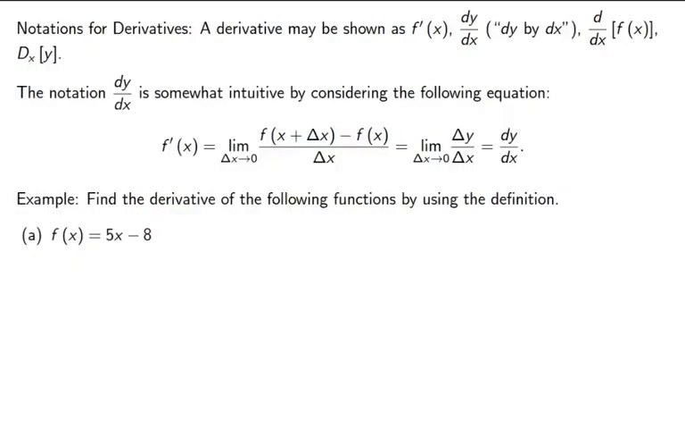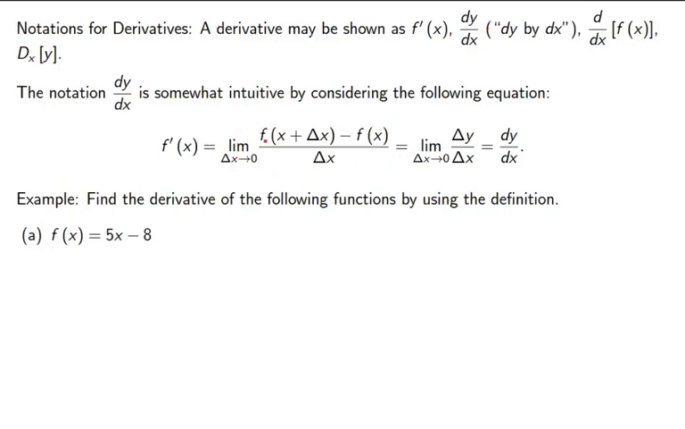Here's a few other notations. You can talk about f prime of x, which is one of your notations, and here's another one. This is what we call dy by dx. I don't normally read it dy over dx. It's normally read dy by dx. dy by dx, let me show you, comes from this formula.